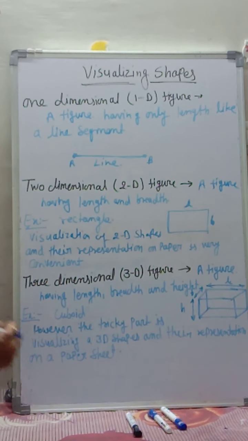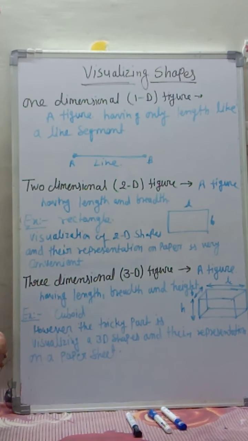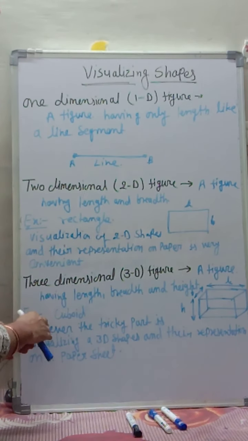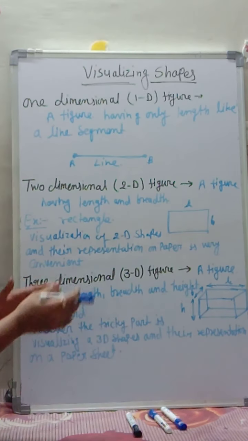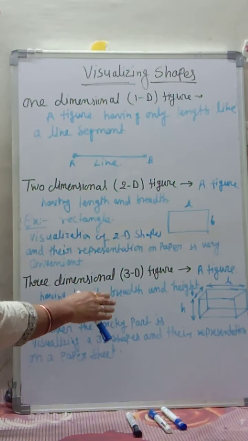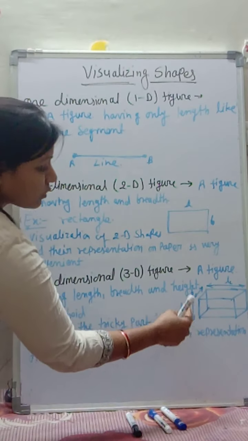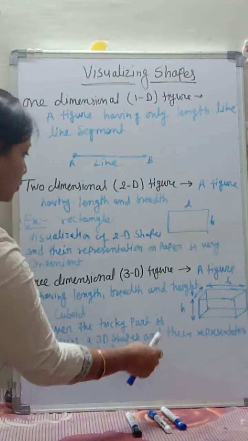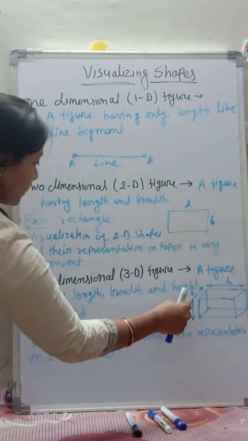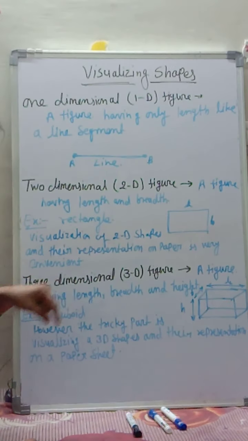Now the next is the three-dimensional shape. Three-dimensional can be written as 3D figures or 3D shapes. So students, a figure having given length, breadth and height is called a three-dimensional shape, for example, a cuboid. Here we draw a cuboid. That is the length, that is the breadth, and this is the height. So length, breadth and height are given. This type of shape is called a three-dimensional shape.